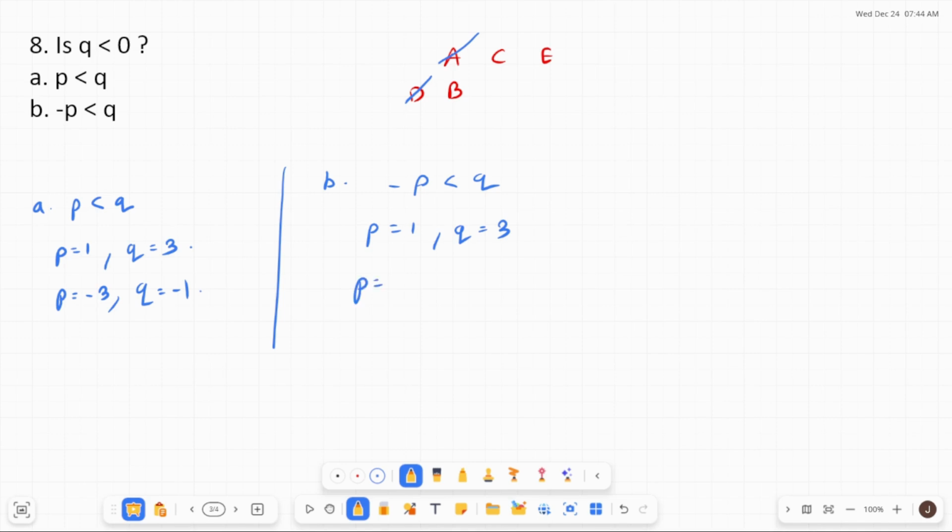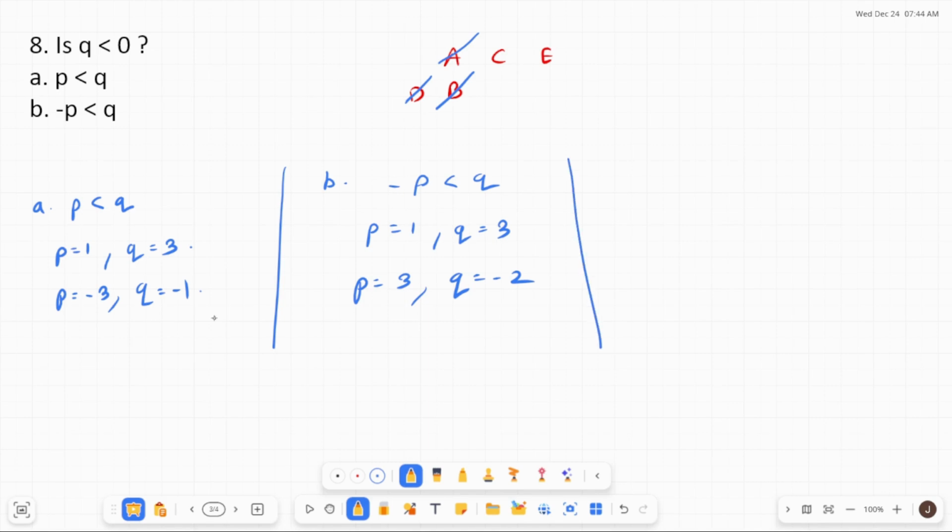Another possibility, when p is 3 and q is negative 2. So p is 3, so in this case it becomes negative 3 is less than negative 2, which does satisfy the given statements, and in this case q is negative. Do we have a definite answer? No. Q is positive in one case and negative in another case. What if I combine both the statements?